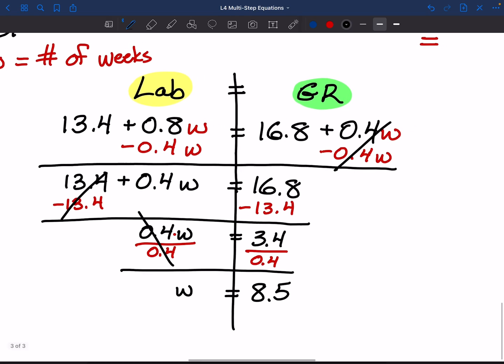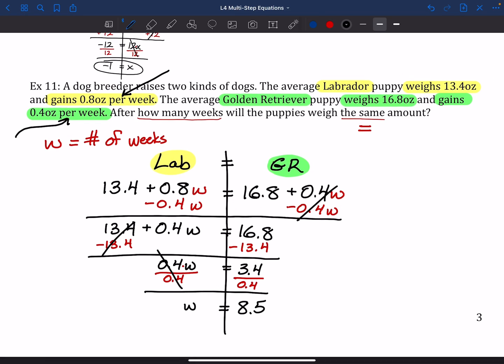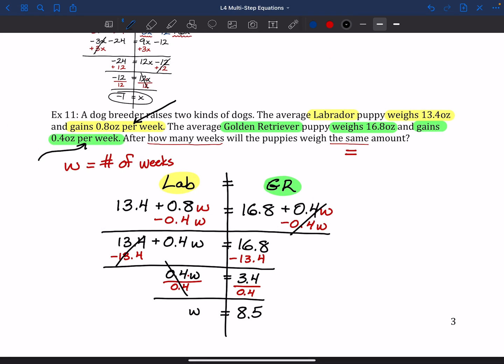The one last thing that our answer needs is that because we're talking about a word problem and because we know that W is the number of weeks, we should put a little label on our answer, right? It's 8.5 weeks that we're talking about. So that's telling me that these two puppies, after 8.5 weeks of growing big and strong, are going to weigh the same amount, right? That's what the problem was asking us to do.